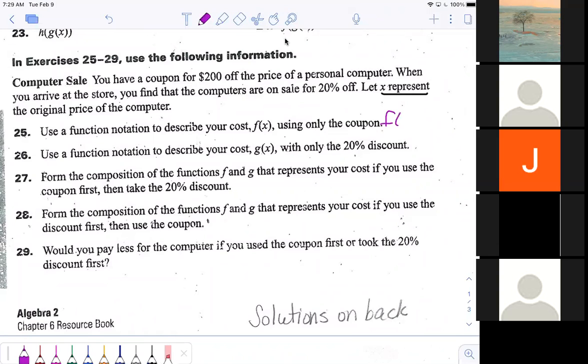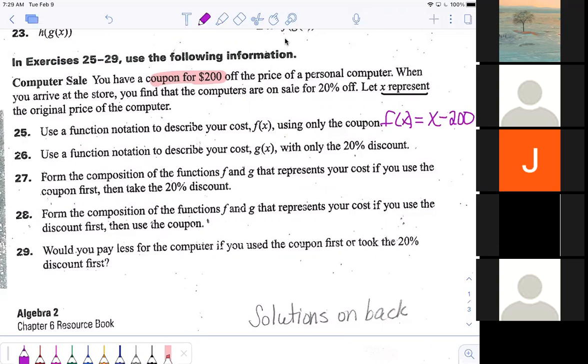So writing it in function notation, my original price is X. If I only use the coupon, it was $200 off the original price. So it would be X and then minus 200. Because my original cost, whatever it costs for the computer, $400, $500, $800, minus the $200 off.